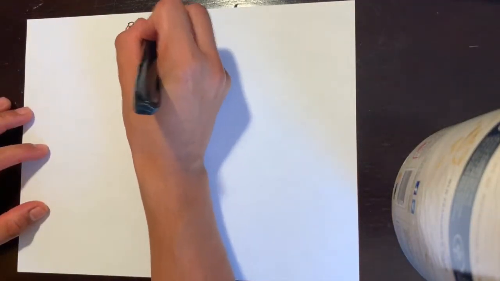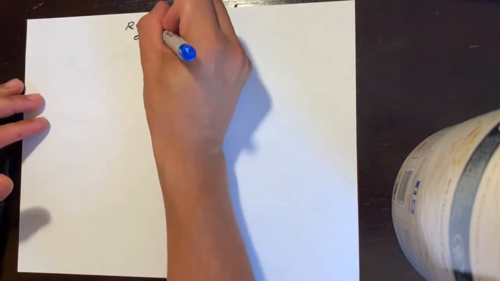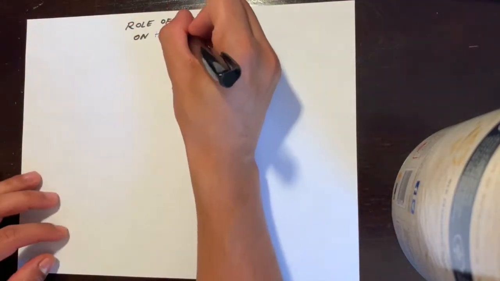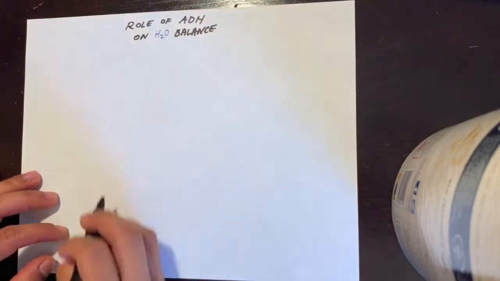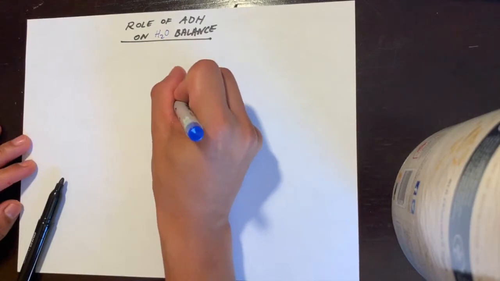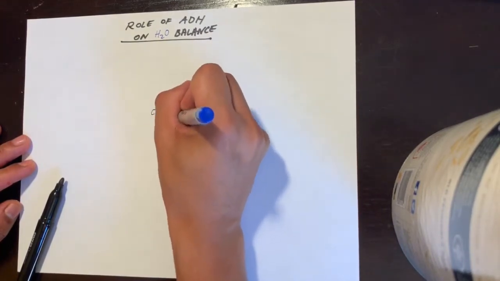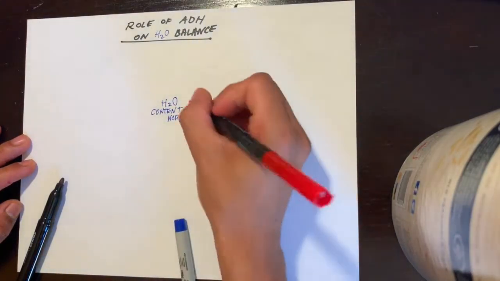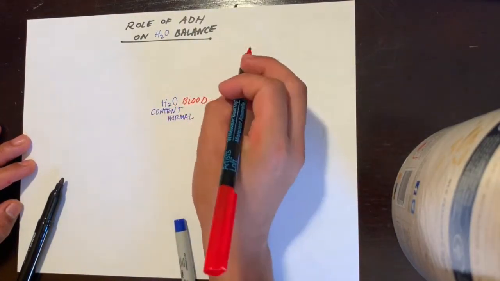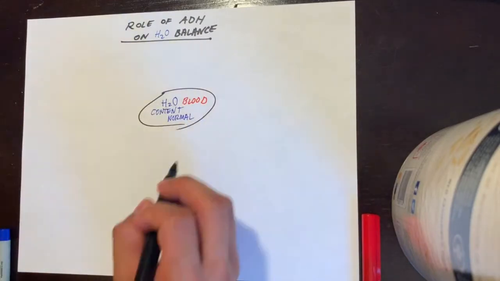Okay, so we're going to talk about antidiuretic hormone and how it works to balance the water levels in the body. Its role: maintaining an adequate water balance in the body is important to avoid dehydration or overhydration. The water concentration of the body is monitored by osmoreceptors in the hypothalamus, which detect the concentration of electrolytes in the extracellular fluid.